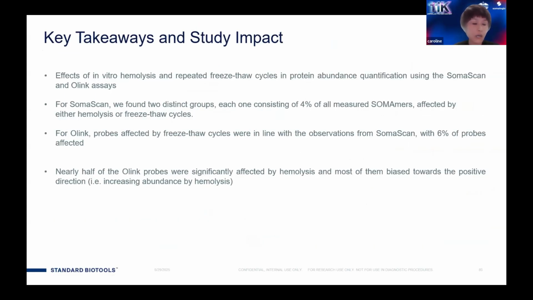So this is the first study that has been done by a customer where they try to look at the effect of in vitro hemolysis as well as repeated freeze-thaw cycles using 2 different protein affinity detection platforms. For the SomaScan assay, they have shown that about 4% of the targets are being affected under both the hemolysis as well as freeze-thaw cycle conditions. And then for the Olink, 6% of their probes are being affected upon multiple freeze-thaws, and then nearly half of their probes are significantly affected by hemolysis condition.